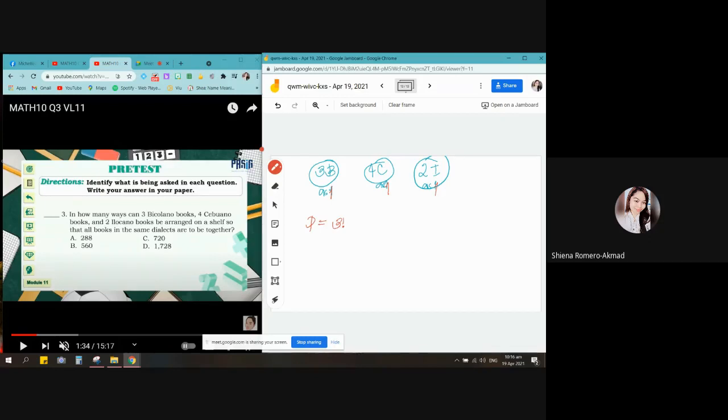Right? Kaya lang, as you can see, there are 3 books here and pwede silang magpalit-palit ng pwesto. So we have to also consider their own arrangement, which is 3 factorial. How about this one? It has its own arrangement, which is 4 factorial. And ganon din dito, which is 2 factorial. So we will have 3 factorial times 3 factorial times 4 factorial times 2 factorial. What will be our answer here? 1,728 po.